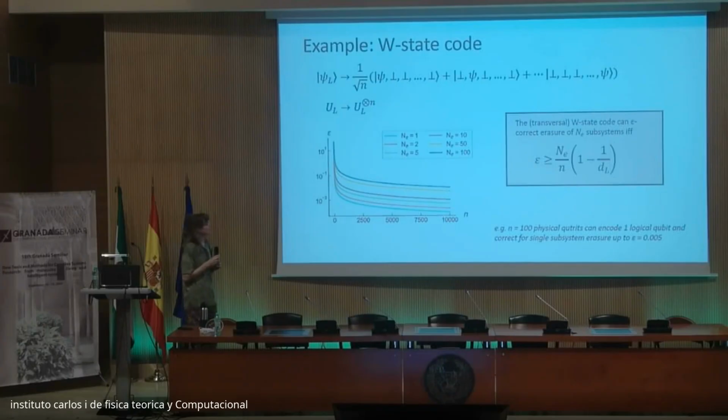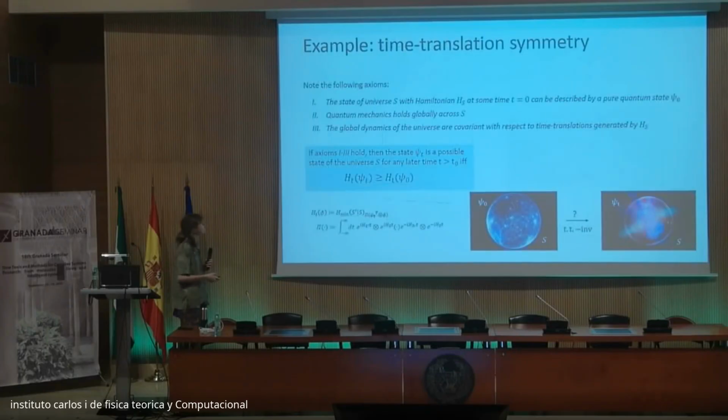So, for example, for 100 physical qubits, that's 3-level systems, you can encode one logical qubit and correct for single subsystem erasure up to an error probability of 0.05. And this is maybe a bit disappointing, because actually you need error probabilities that are much smaller than this to be able to do something. I have a second example.